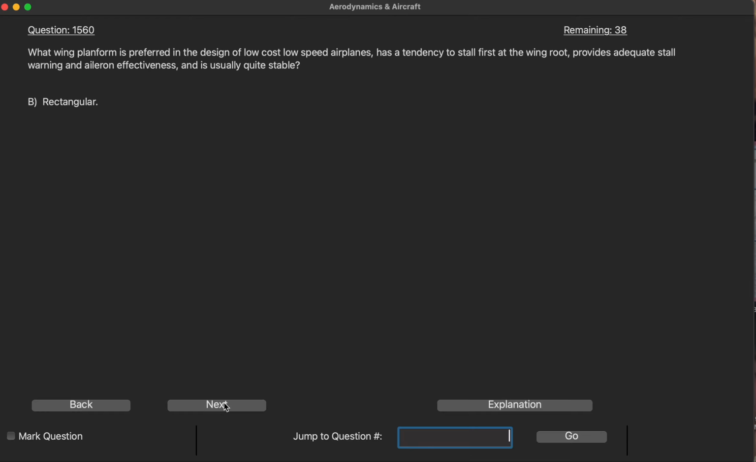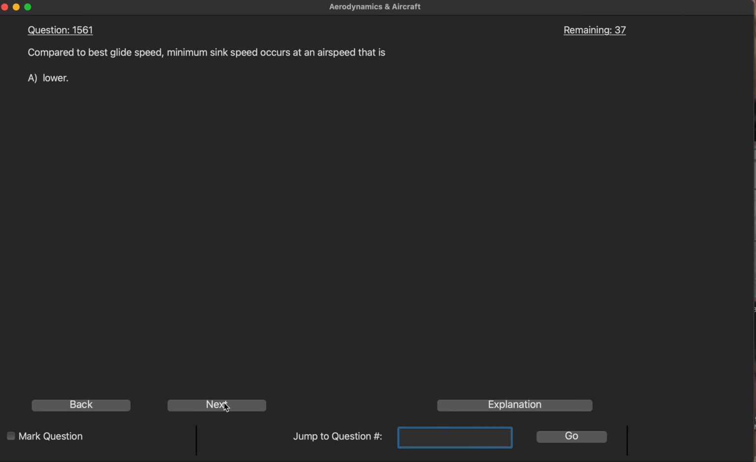What wing planform is preferred in the design of low-speed airplanes? It has a tendency to stall first at the wing root, provides adequate stall warning and aileron effectiveness, which is usually quite stable. Rectangular. Compared to best glide speed, minimum sink speed occurs at an airspeed that is lower.